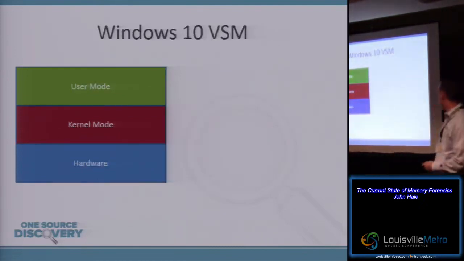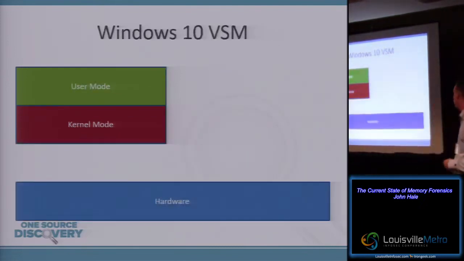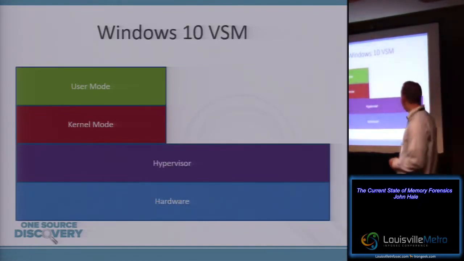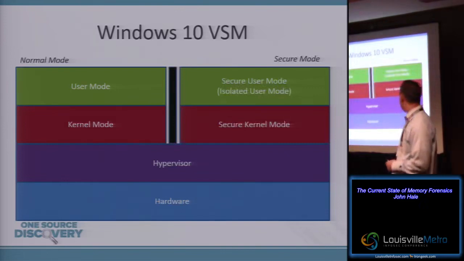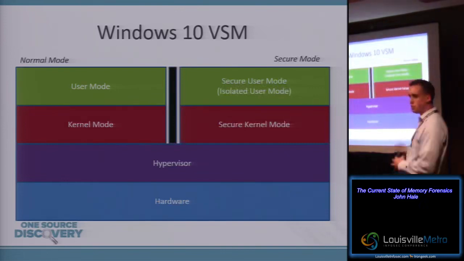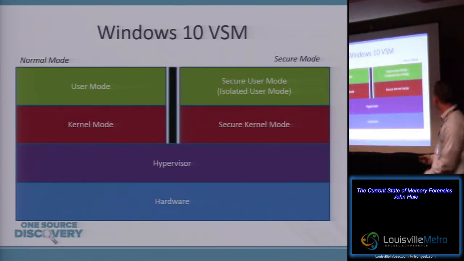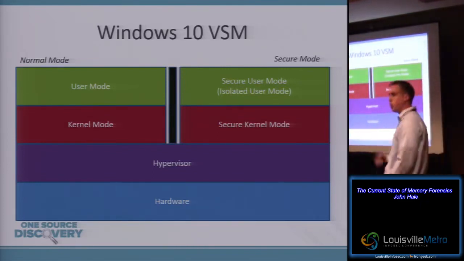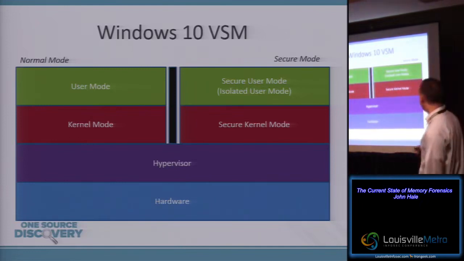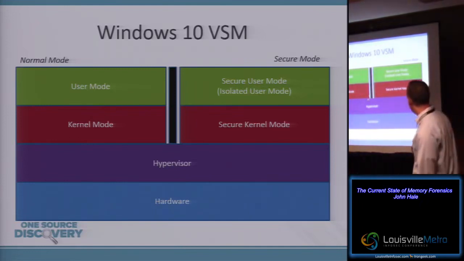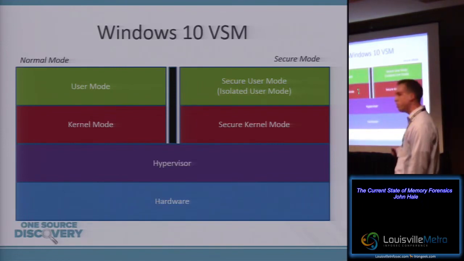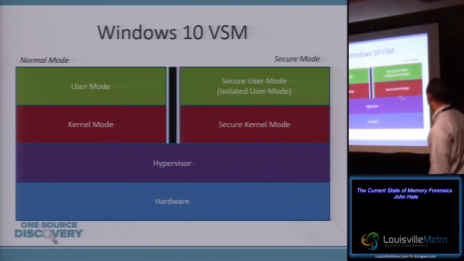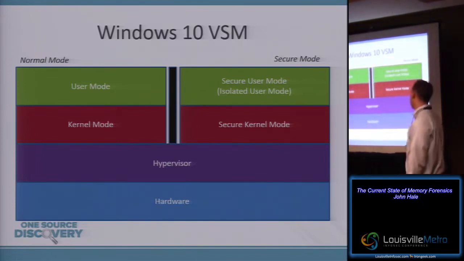What it does is it takes the kernel mode and splits it from the hardware, and it pushes a hypervisor in between. And then it puts a secure user mode and secure kernel mode up beside it and isolates the two with a little wall here, but basically this wall is implemented through second level page tables. So it's saying, hey, everything running over here in user mode and kernel mode, you don't have unrestricted access to anything running in secure user mode and secure kernel mode.